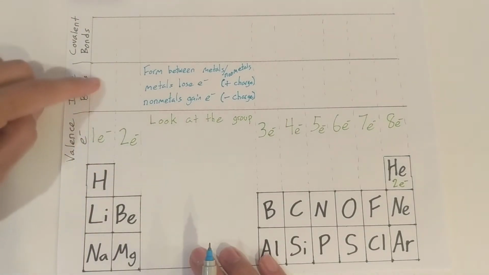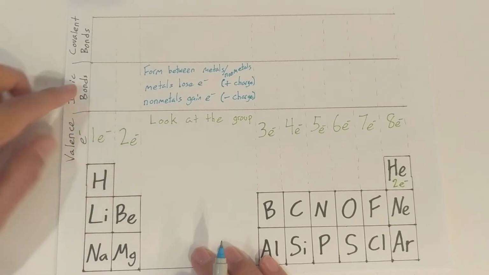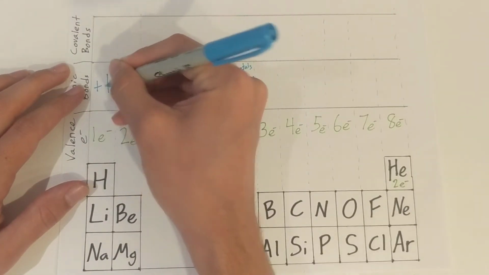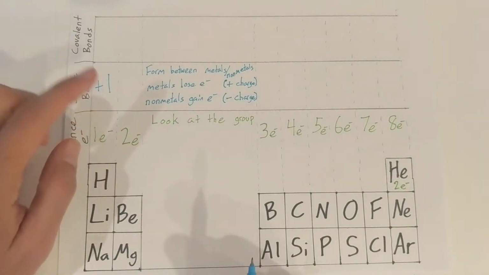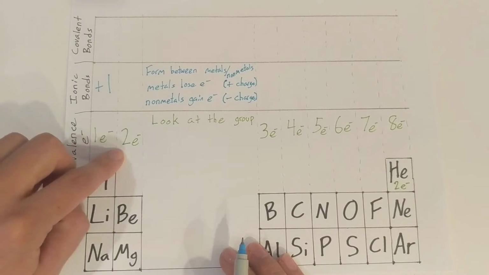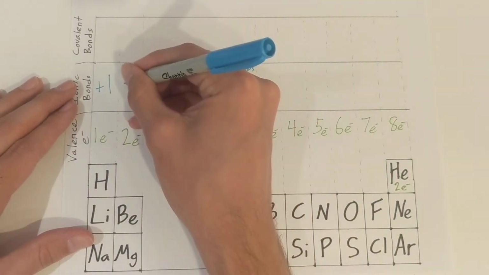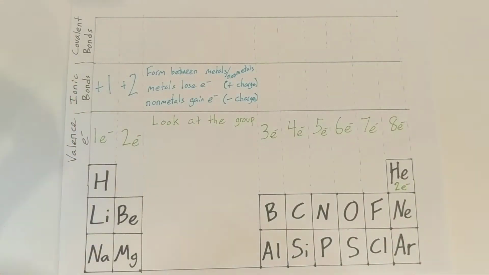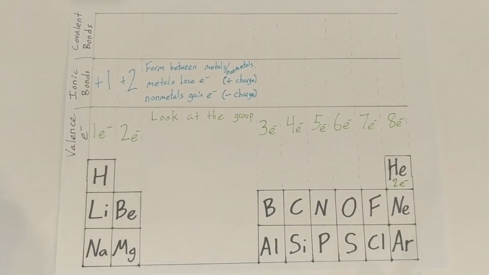So in this group right here, they have 1 valence electron. They want to lose that valence electron. That gives everything there a +1 charge. Group 2, they have 2 valence electrons. Remember, these are our metals. They will want to lose those 2 valence electrons. So all our metals in this group are +2.